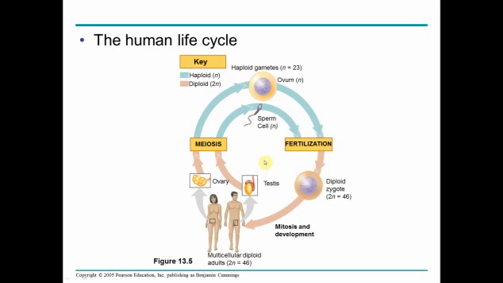So here's that life cycle. Here we have the two haploid gametes. They fertilize together. Here's your diploid zygote, 2N equals 46. Mitosis follows with developmental stages to form adults. Adults then do meiosis to make these gametes once again.